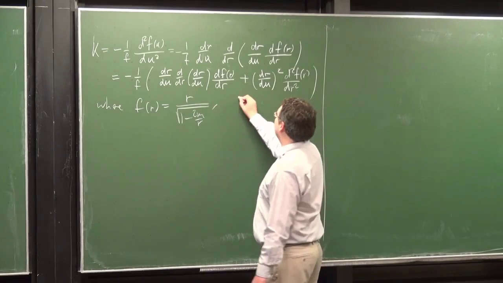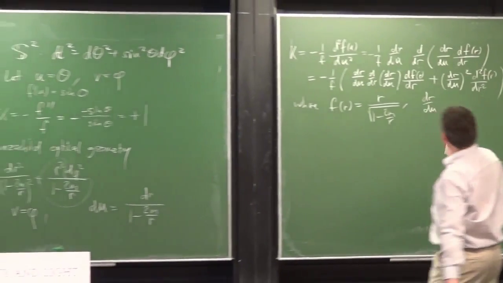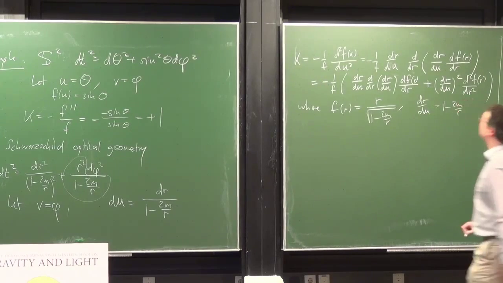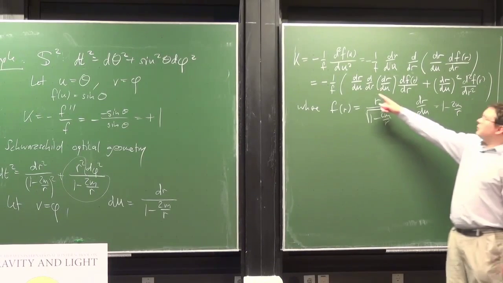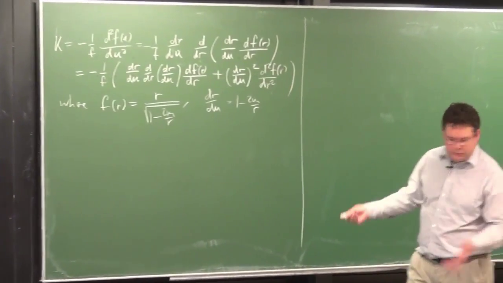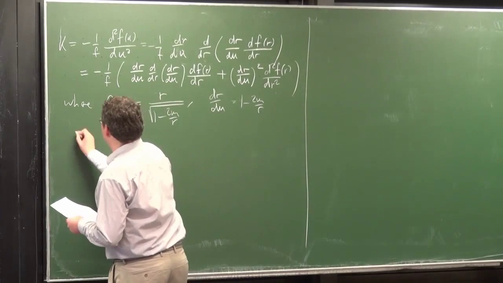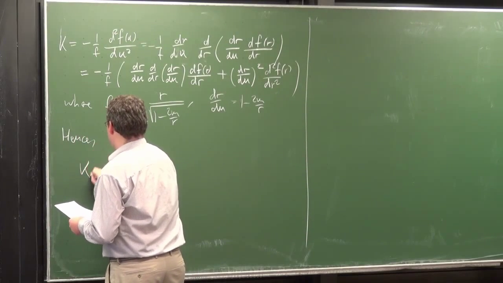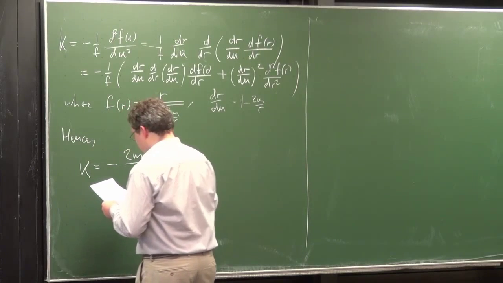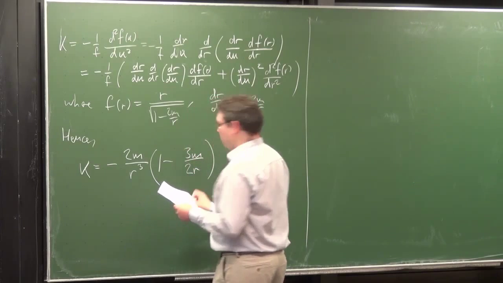dr by du, we also know from our identification, what we mean by u. dr by du is just 1 minus 2m over r. And this again you can differentiate with respect to r, no problem there. Differentiating with respect to u would be more difficult. Anyway, you can plug this in immediately, just work it out, and after some work, the answer is k equal to minus 2m over r cubed into 1 minus 3m over 2r, and that's it.